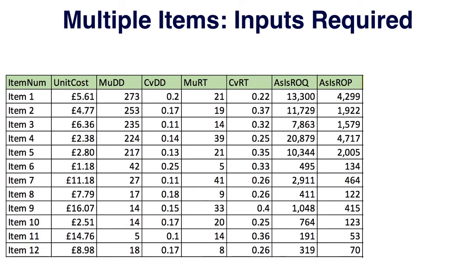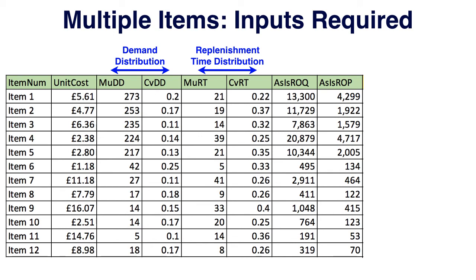Right, so let's say there is an organization which has a bunch of SKUs. In this example, let's say 12 items, and they have different unit costs, and we have analyzed and obtained the mean and the variance of demand and the mean and the variance of replenishment time. So mu dd is the average demand and CV is the coefficient of variance, for demand and for replenishment time. And what is the coefficient of variance? It is the ratio of standard deviation to the mean, or to the average.